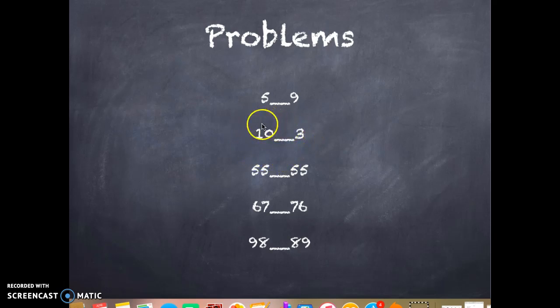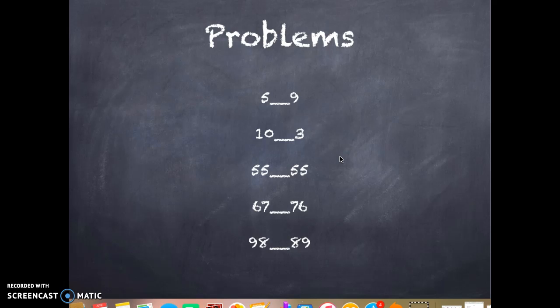We have 10 and 3. Is 10 greater than 3? Is 3 less than 10? Is 3 greater than 10? Or is 10 less than 3? Remember to use your gator mouth facing the number that is bigger. Now I'll give you a couple seconds to write down your answers. Put your markers down when you're done writing so I can see that everyone's done.